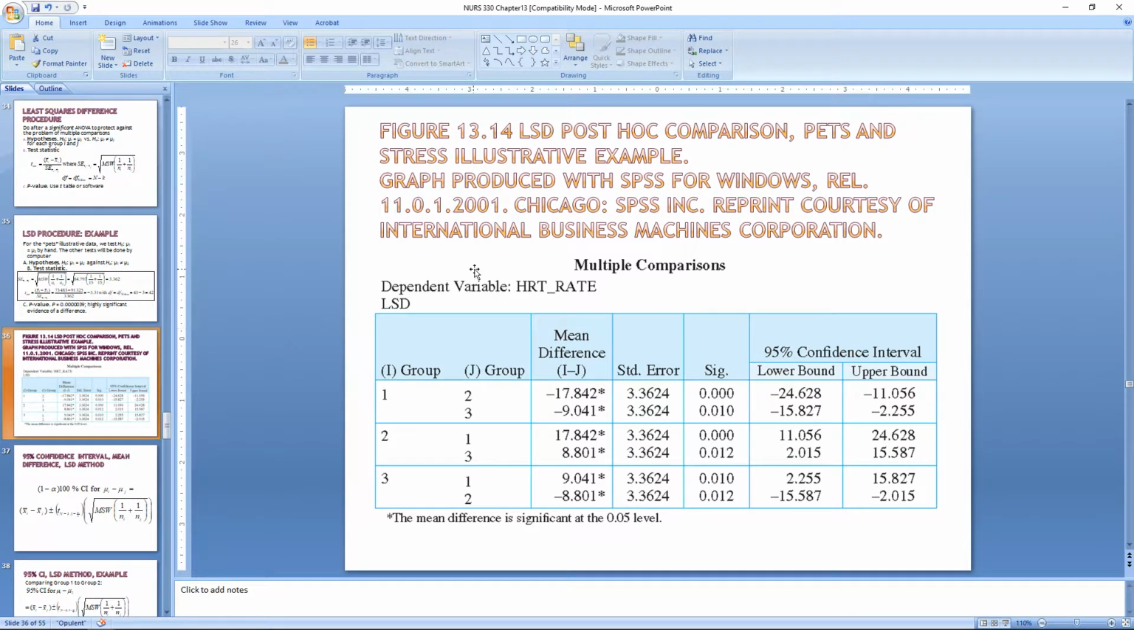Plugging into SPSS, as you can see, what they're doing is taking group 1 for i and groups 2 and 3 for j and comparing them against each other, right? So they're taking 1 versus 2, 1 versus 3, 2 versus 1, 2 versus 3, 3 versus 1, 3 versus 2, determining if there's significance between the 2 groups here. So you have your mean difference, standard error, significance, and 95% confidence interval.